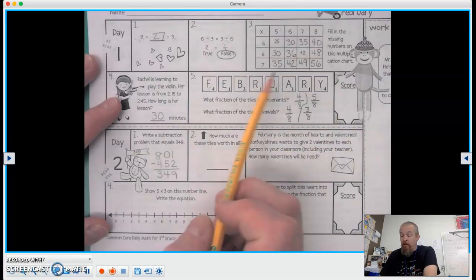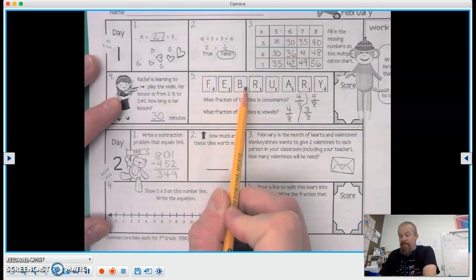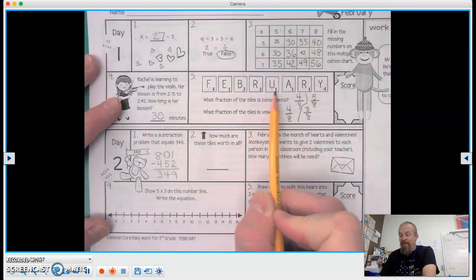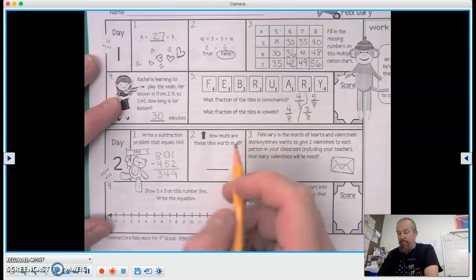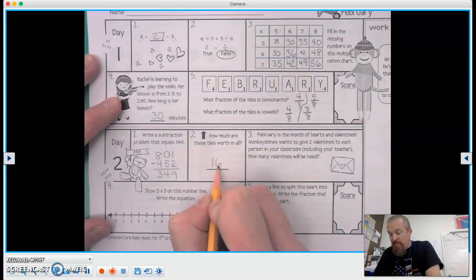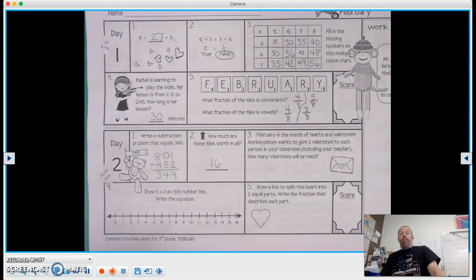All right, number 2 says, how much are these tiles worth in all? Well, we can just count them. 4, 5, 6, 7, 8, 9, 10, 11, 12, 13, 14, 15, 16. Okay, so it's worth 16, unless, of course, you hit double word or triple word score. If you're playing Scrabble at home, you know what I'm talking about, right? Or maybe you had to double or triple a letter, or both.